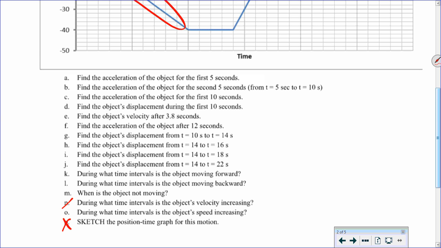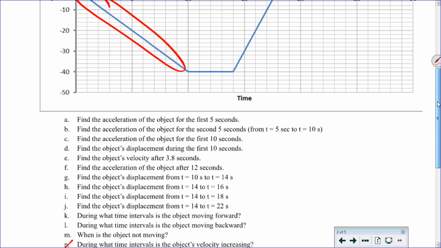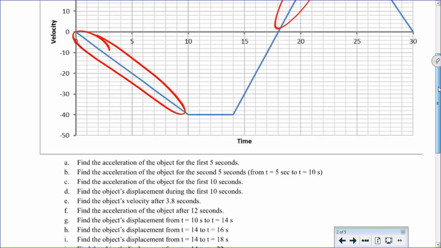D, as in dog? D, find the displacement during the first 10 seconds. Yes, I can do that. So for part D, it wants to know the displacement for this chunk, right? For the first 10 seconds. Okay. So somebody tell me something I know about those 10 seconds. Somebody said velocity. Tell me about the velocity. What is it?